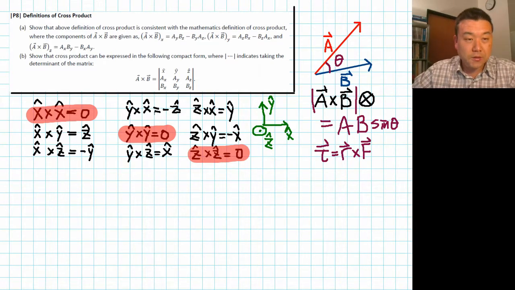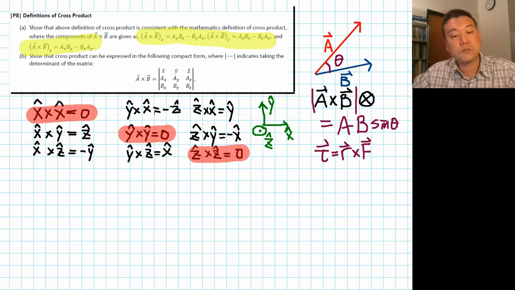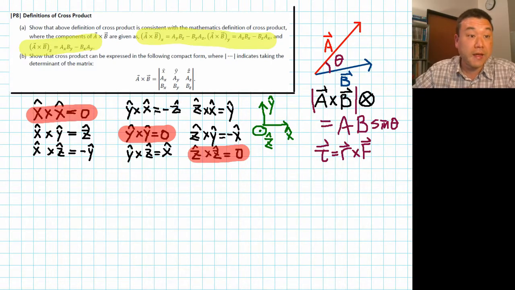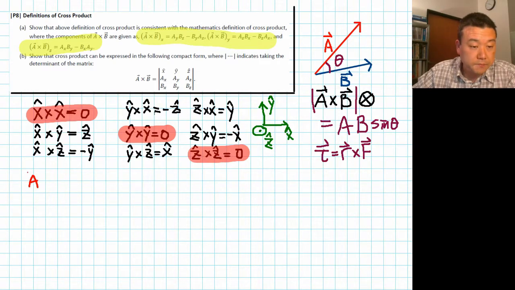All right, so the question was to show that all these components are as written there. And the way to do it is to write it all out. Go through the algebra. As I said, it's tedious, but it's doable. So let me write it out. So this is what I'm going to compute: A cross B is equal to, all right, so that's what I'm going to write out.